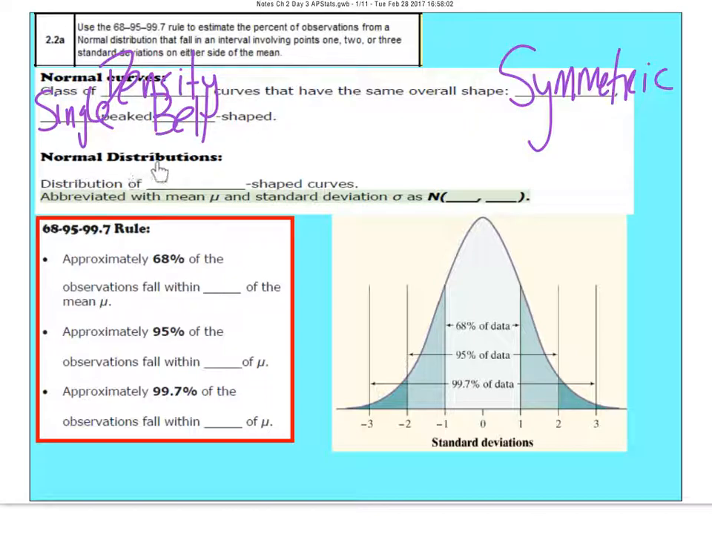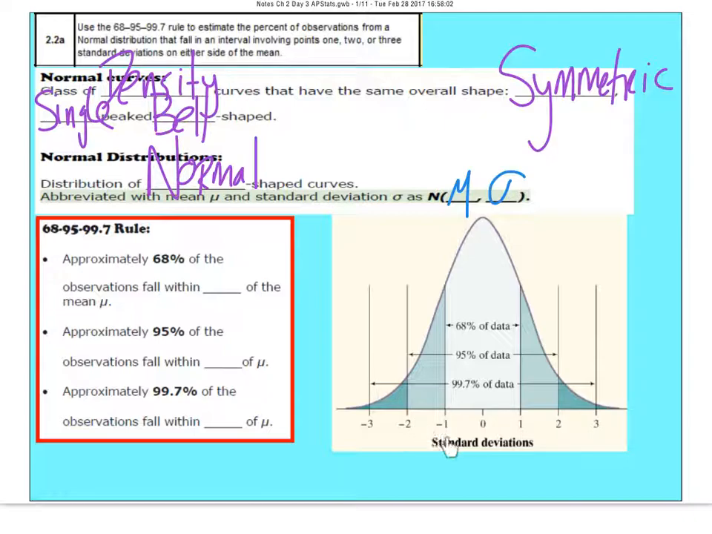Now, a normal distribution, therefore, is a distribution of normal-shaped curves. Sometimes you will see an abbreviation in parentheses, like an ordered pair. The capital N means it's a normal distribution. The first value listed is the mean, and the second is the standard deviation. So if you ever see this notation, you can read it accordingly.